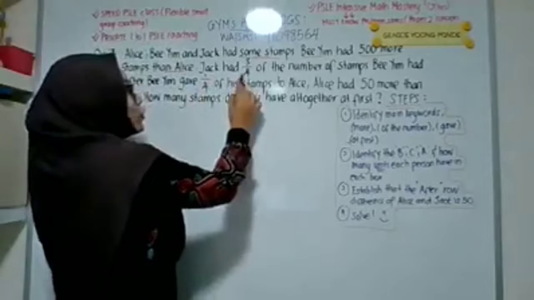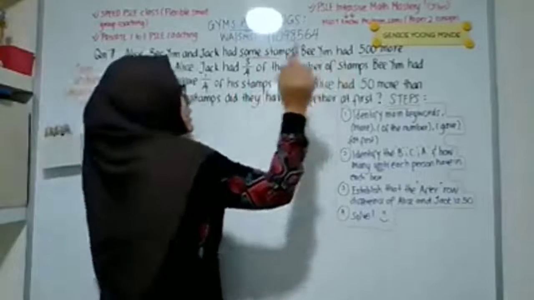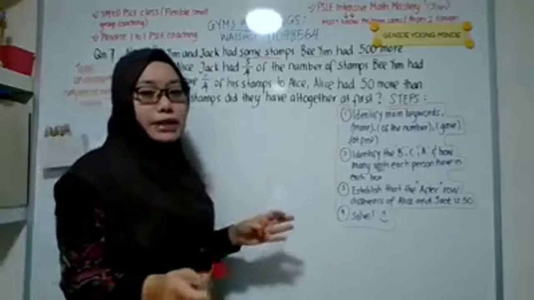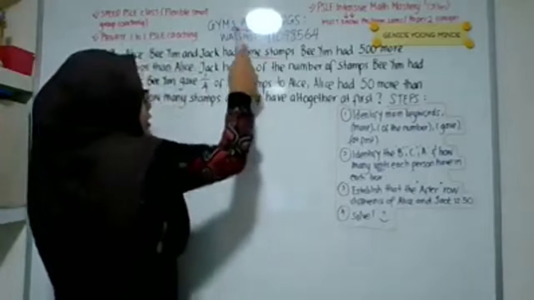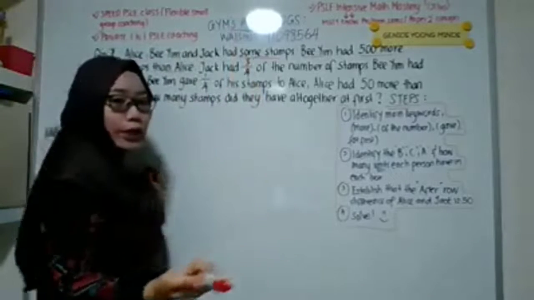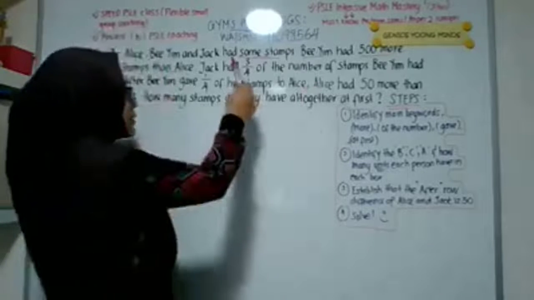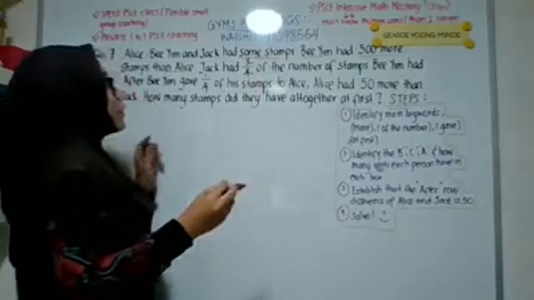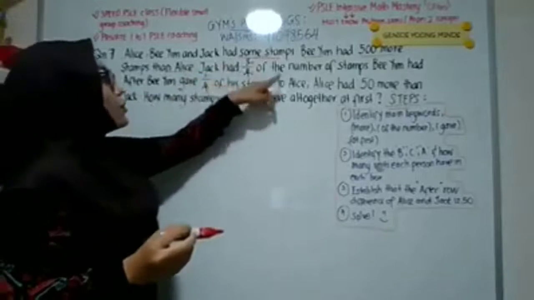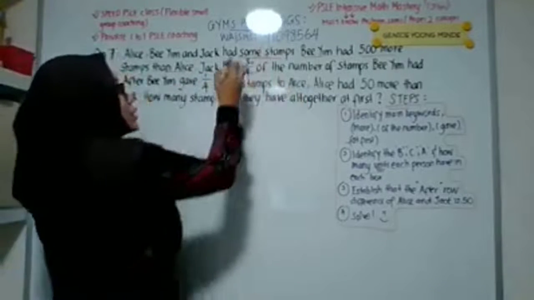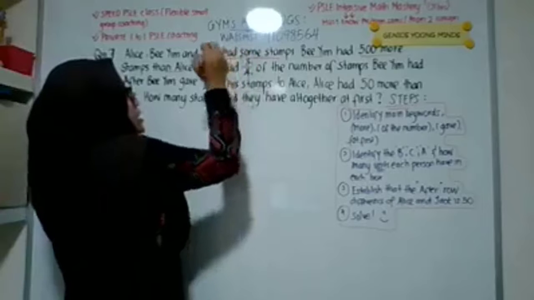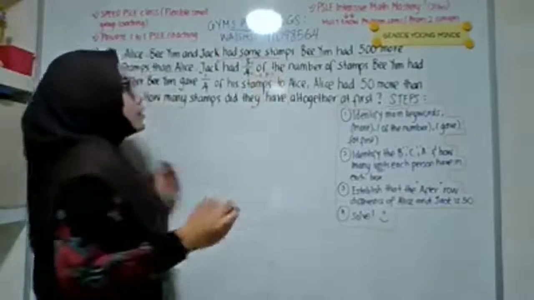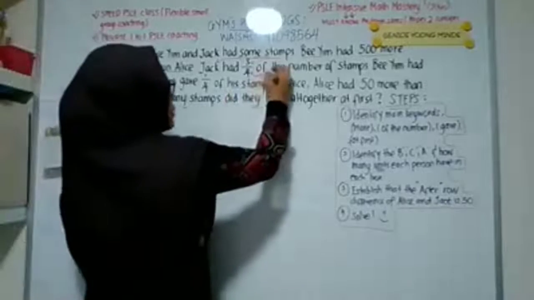Jack had 3/4 of the number of stems Beam had. Again, they are comparing, but in this comparison, they are comparing the units. Where are the units? Here's the unit. You have 3 units here and 4 units here. So Jack had 3/4 of the number of stems Beam had, which means Jack has 3 units, and then Beam has 4 units.